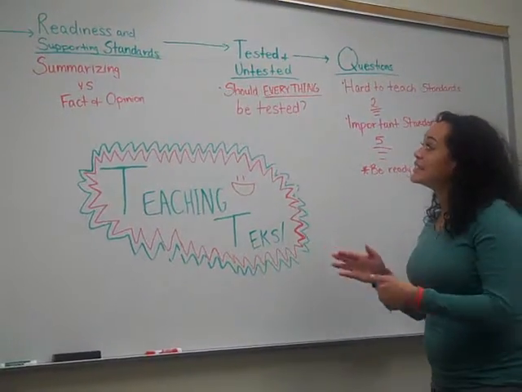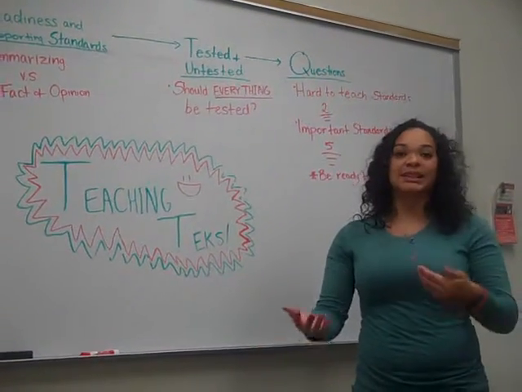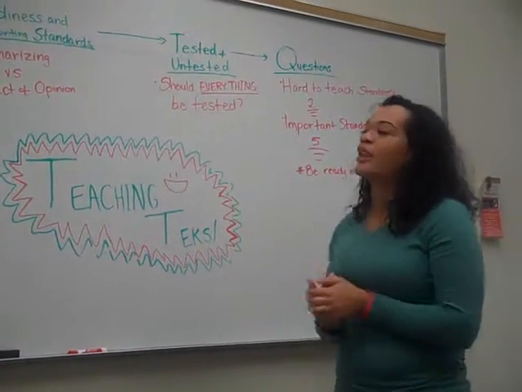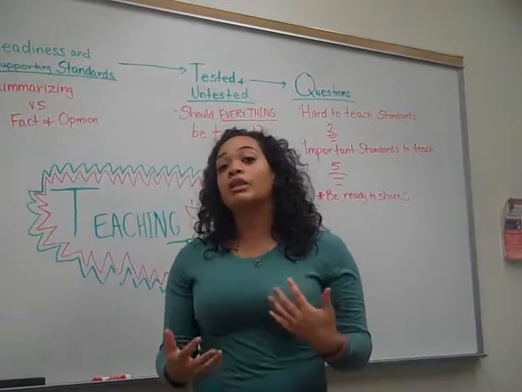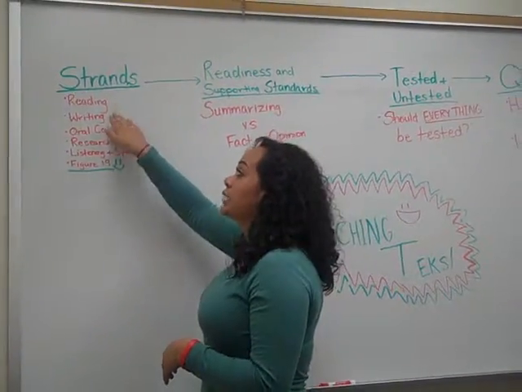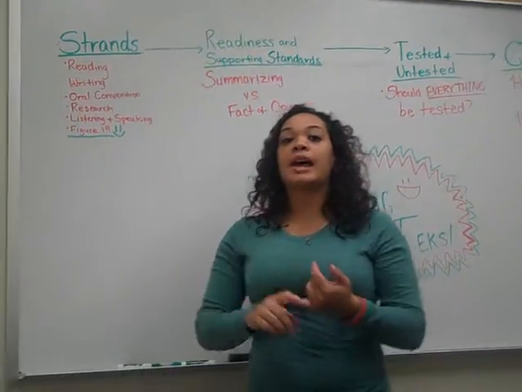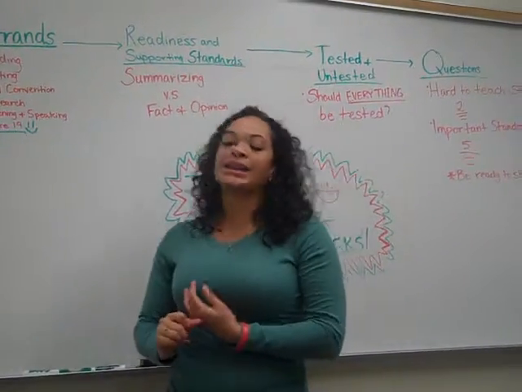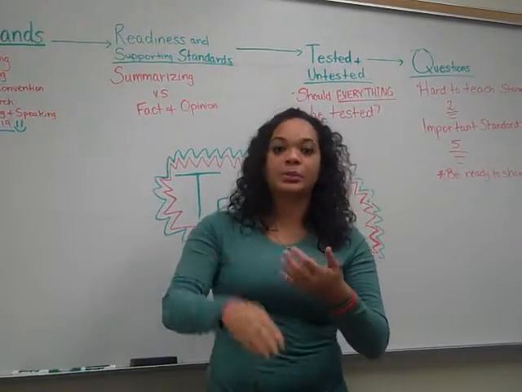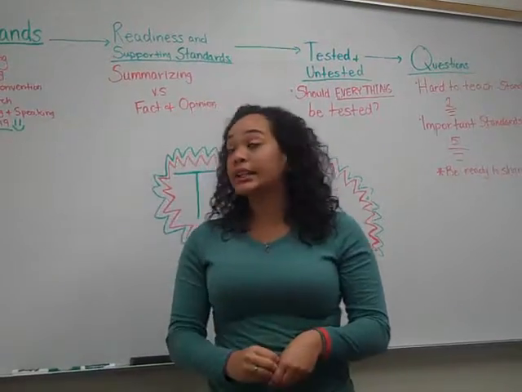So for tested and untested standards, should everything be tested? And can everything be tested? No. Simple. You can't test everything that they learn in school. So on the STAAR and on most standardized testing, we focus on testing reading and writing because those things have products. You can test easily reading comprehension by asking questions. You can give students a prompt and make sure that they are following the writing process and making sure that their feelings and ideas are coming across clearly.